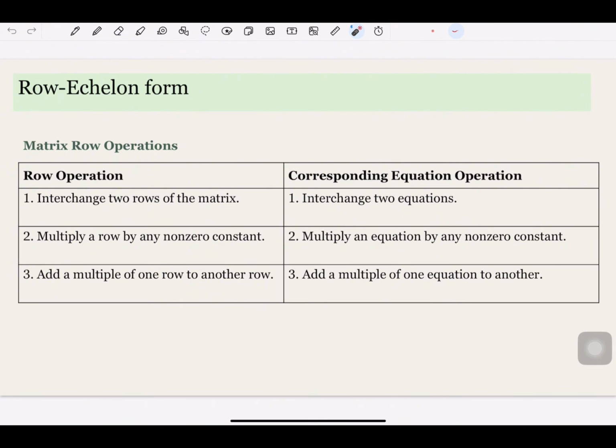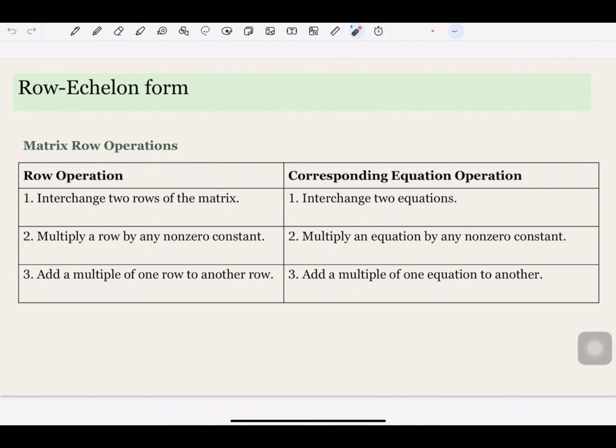The third operation is probably the most important of these three: adding a multiple of one row to another. This is how we eliminate variables below the leading ones in each row, turning entries below the diagonal into zeros, just like elimination.